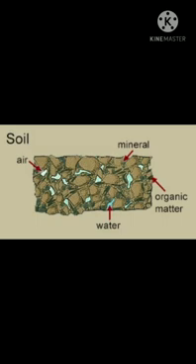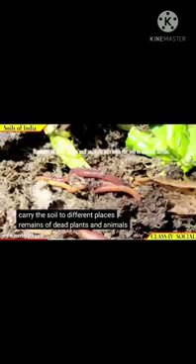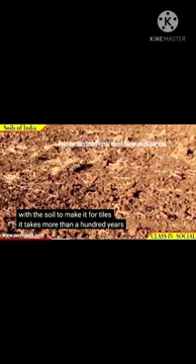It also has humus, which is decayed plant and animal matter. What is meant by humus, students? Decayed plant and animal matter. That is the humus. Humus is fertile, students. Soil has various different types. Soil contains air, water, sand, and so many things.